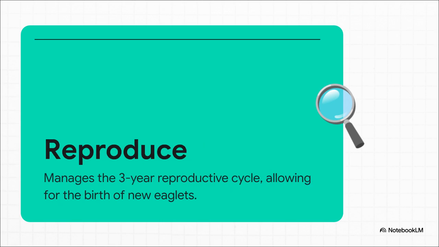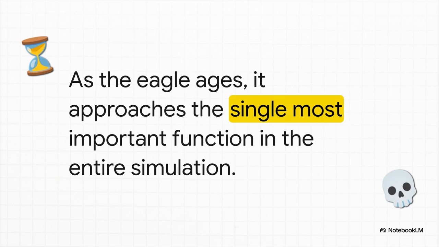But hey, survival isn't just about one eagle, it's about the whole species. So if our eagle is healthy and that 3-year reproduction clock is up, the reproduce function gets called. If its health is good enough, new eaglets are born and the digital family line continues. So our eagle's out there, it's hunting, it's migrating, it's reproducing, it's navigating this world of pure chance.